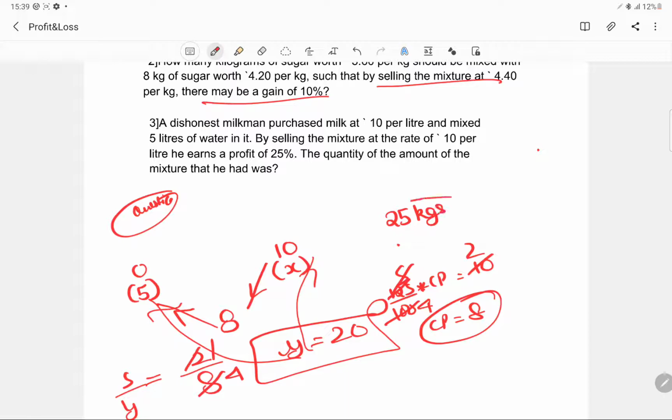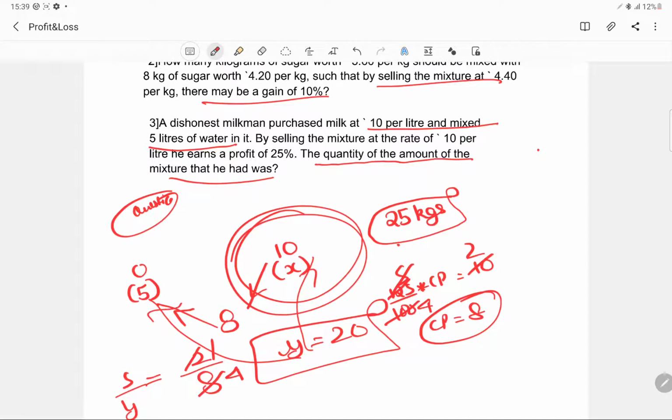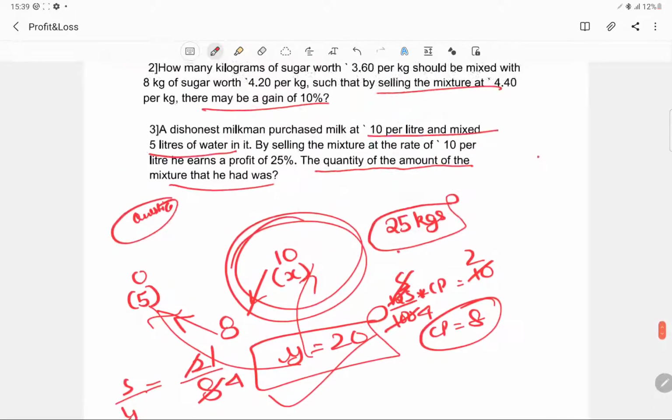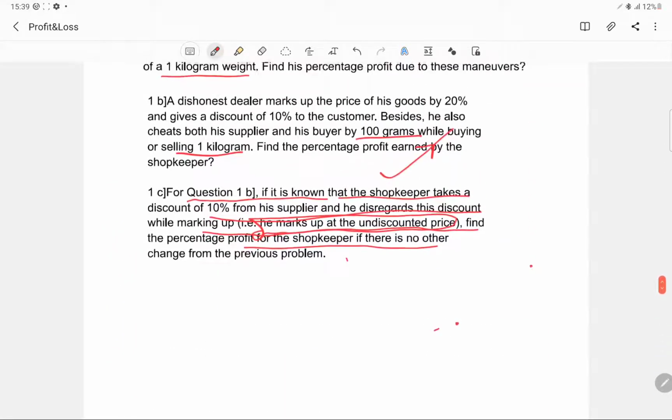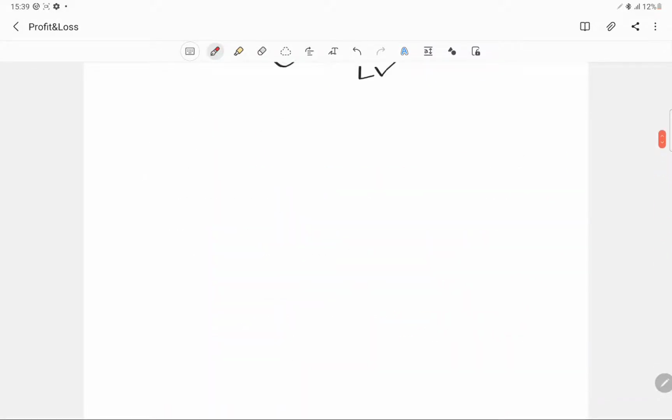Now see, this is very important. You solve the entire question and you don't answer what they are actually asking for. Sometimes they will ask you what is the profit, so don't confuse it with the profit percentage. Always be clear. They are asking the quantity of the mixture, and the mixture is the amount of the water plus the amount of the milk. They are not asking about the amount of the milk, okay? So you should be very careful with this part. Okay, so that is it.